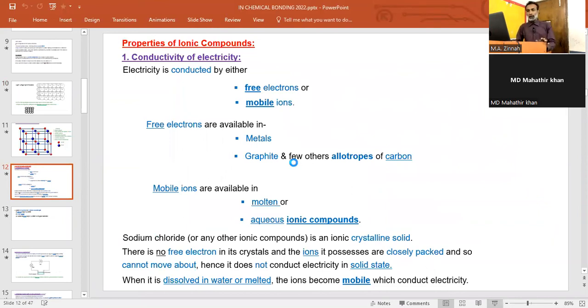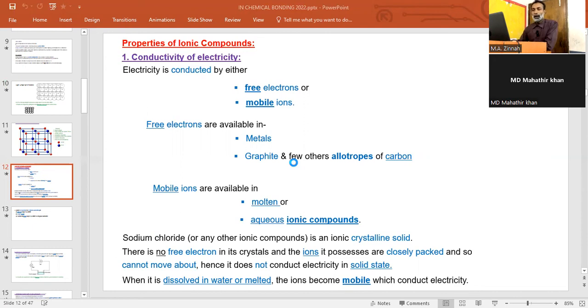Okay, thank you. Now see here, I show properties of ionic compounds. The first thing is conductivity of electricity that I was telling. Electricity is conducted by either free electrons or mobile ions. Remember, free and mobile, these two words are emphatic. Don't say electrons, don't say ions only. Understand? Free electrons are available in graphite and a few other allotropes of carbon. Allotropes you will learn later.